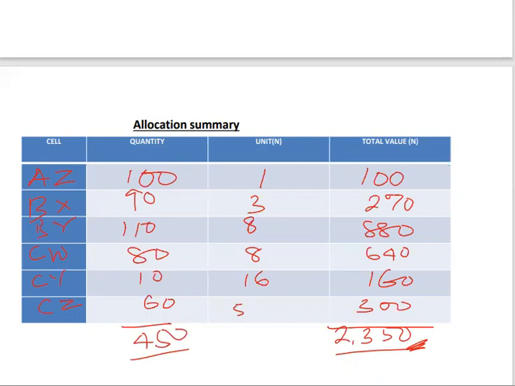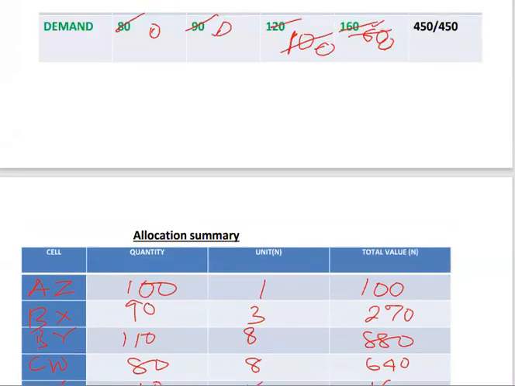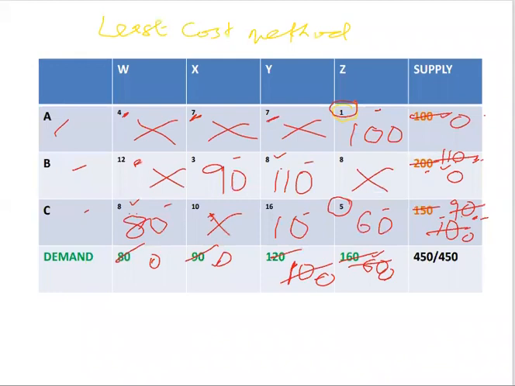Now, they want to know if you are able to reduce it, can we use any of your unused cells? You agree with me that it's not all the cells here that we have used. We did use AW, AX, AY. We did use BW, BZ, then also CX.